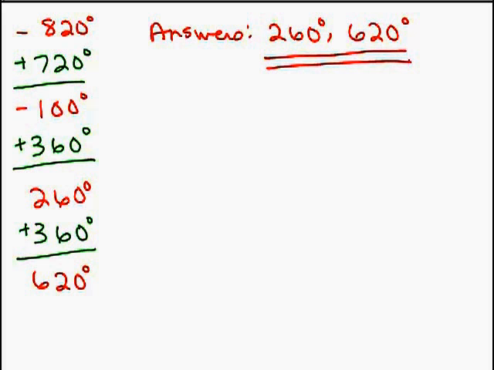And let's see, we need one more positive. How about adding 360 to that? You could add whatever you want. You could add 720 to it. Doesn't really matter. Just any multiple of 360 does it. So 620. And there's two possible answers. So that's one kind of question you might be asked about coterminal angles.